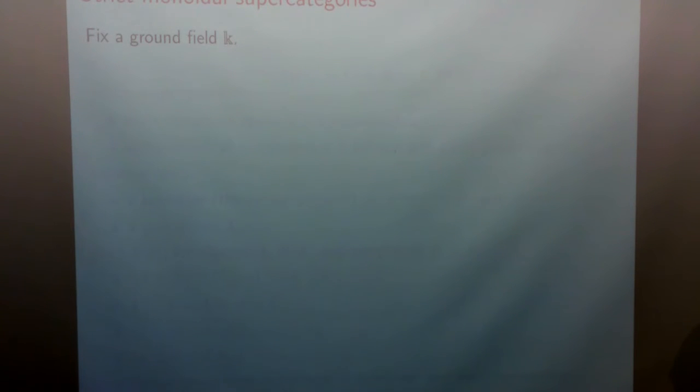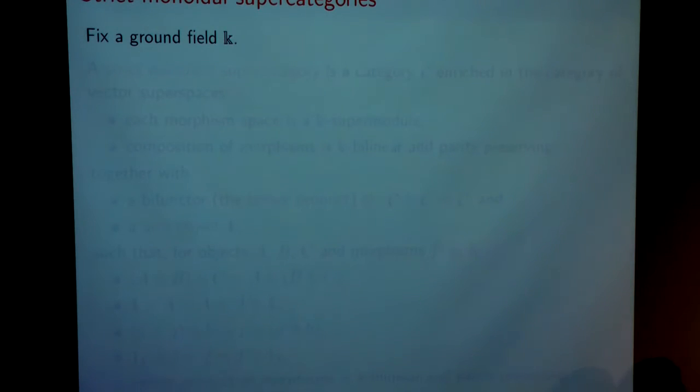Okay, so now I want to develop this graphical calculus. The concept of a monoidal supercategory is probably not so familiar to some people, so let me just briefly tell you what a monoidal supercategory is. We fix some ground field K. For us, that K will be real numbers or complex numbers.